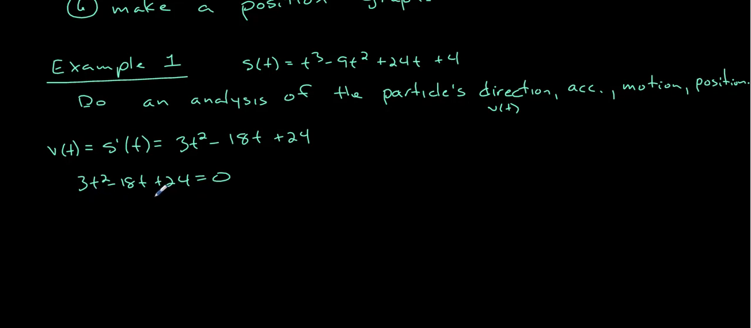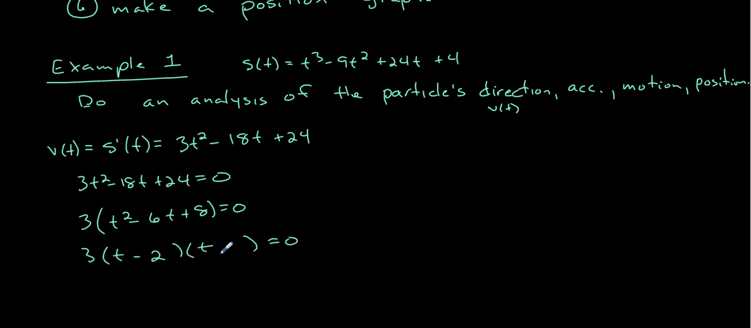Okay, we'll solve. This is quadratic. Let's see what happens if I factor out a 3. That'd be t squared minus 6t plus, is that 8 then? Does that factor nicely or no? What is it, minus 2, minus 4? Okay, for t equals 2 and t equals 4, this particle stopped, right?